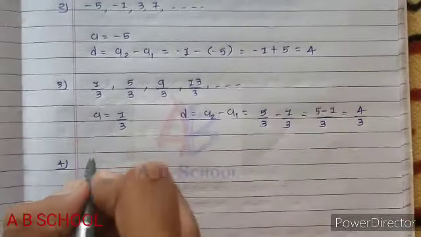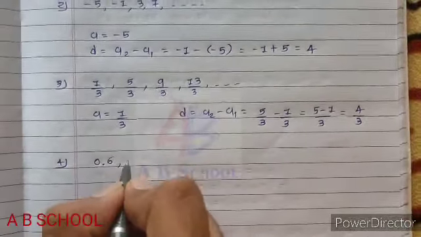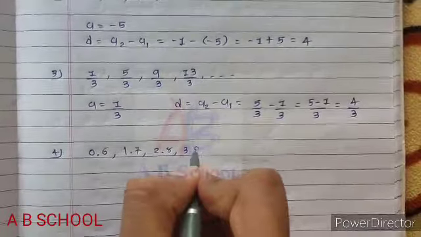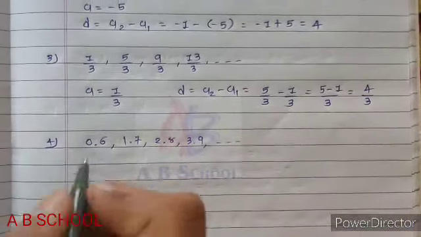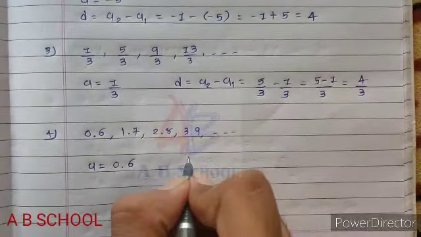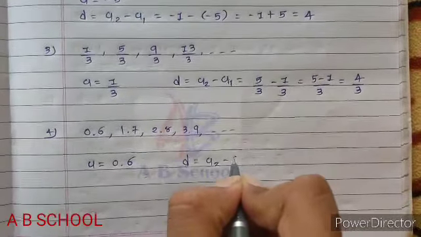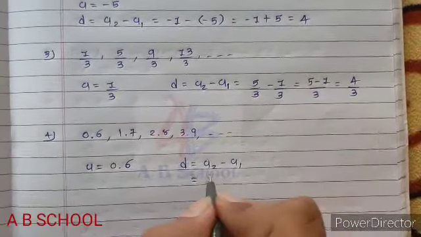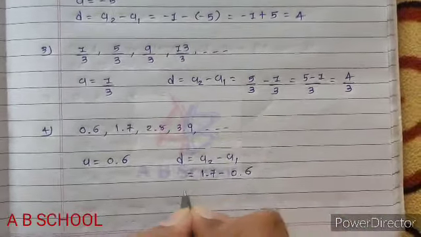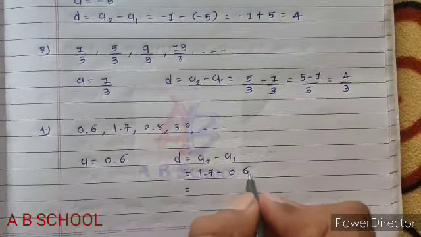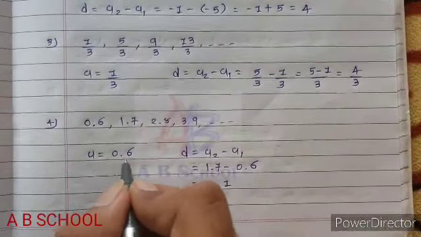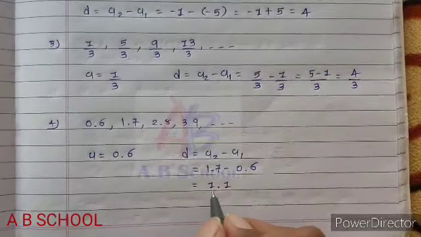Now number 4, AP 0.6, 1.7, 2.8, 3.9 and so on. First term A is equal to 0.6. For the common difference D is equal to A2 minus A1. Value of A2, second term of AP, is 1.7 minus 0.6. So 1.7 - 0.6 is equal to 1.1. So first term of AP is equal to 0.6 and common difference D is equal to 1.1.